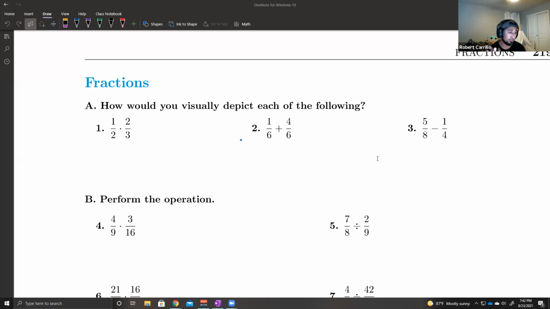So for number 1, it's 1/2 times 2/3. How would you guys visually depict this? And it could be a real world application. How would you visually depict this process?